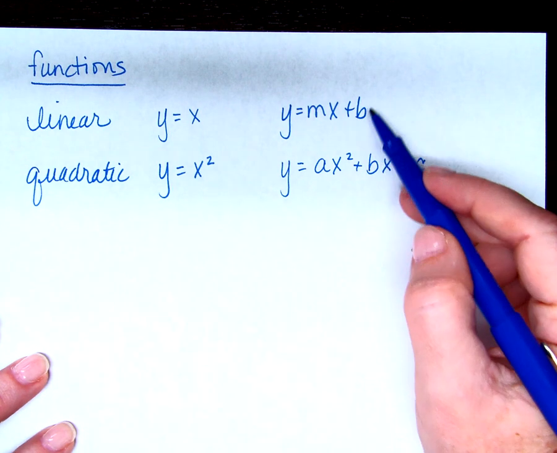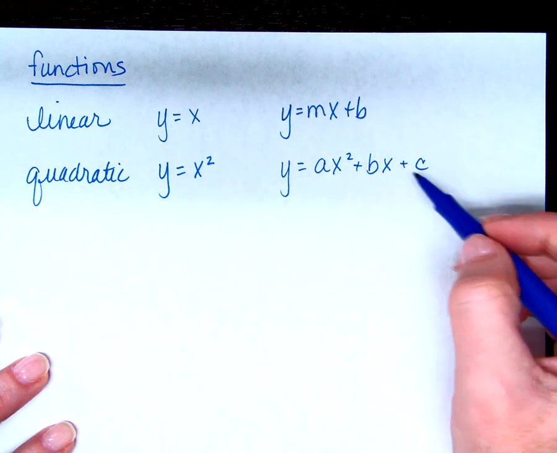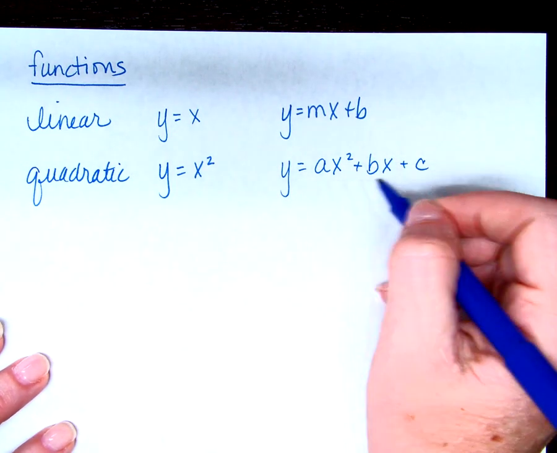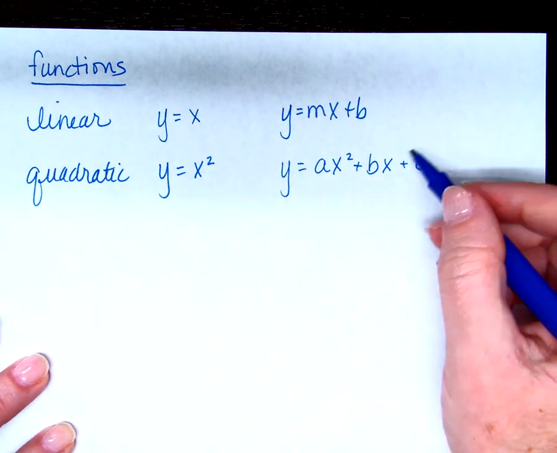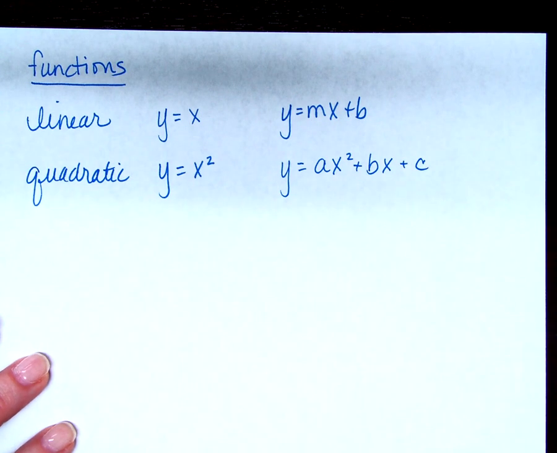So what is it here? It's my starting point. Guess what it is here? It's just a different letter because it's a different kind of function, right? There's not a slope in quadratic, but C is still my y-intercept. C is where I start. Okay?